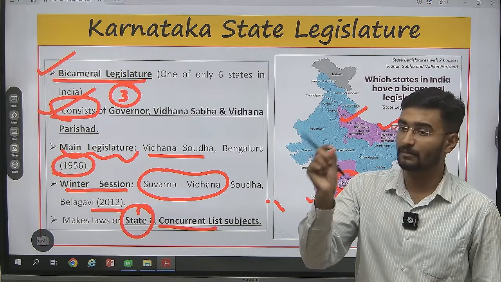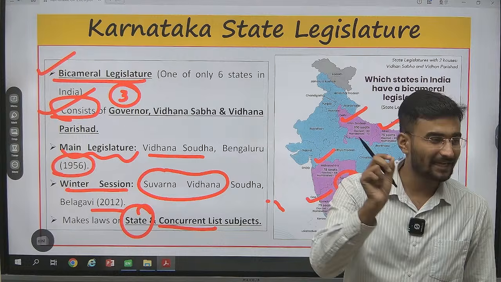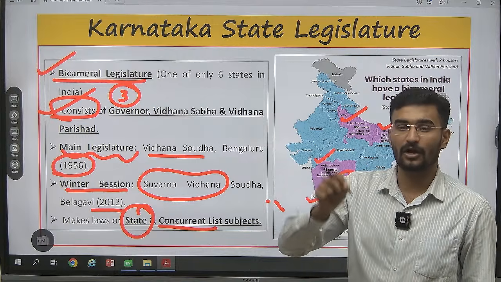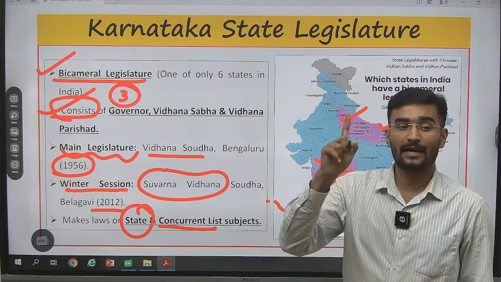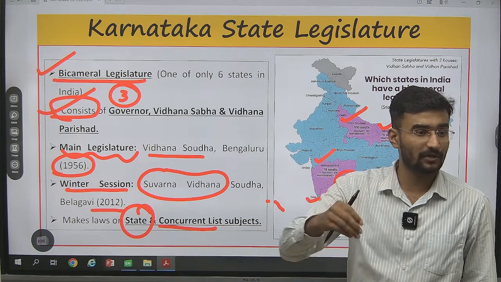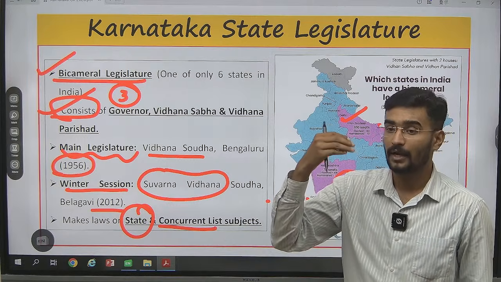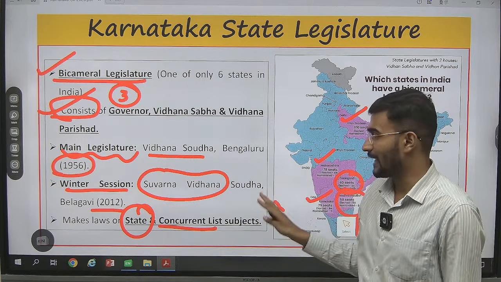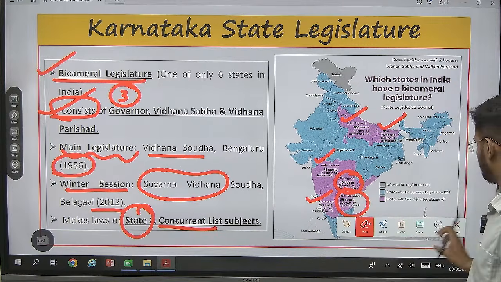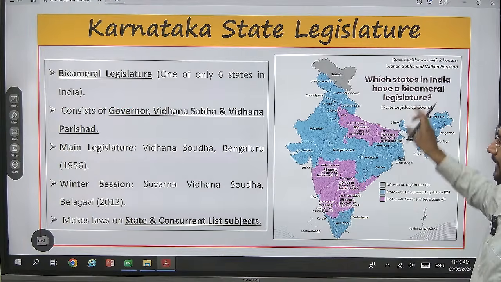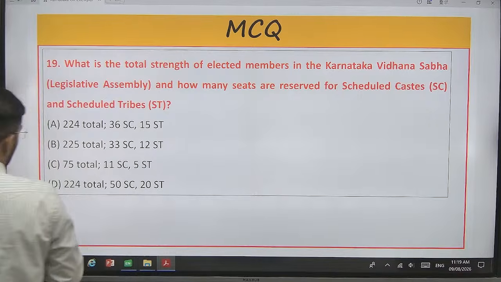In the concurrent list, laws can be made, but you cannot go into conflict with whom? The Center. When you go for a conflict with the Center, who will prevail? The Center will prevail, but only in one situation: even the state laws can prevail when you have the consent of whom? The consent of the President of India. This you should be aware of as a general aspect. But now we'll discuss one by one the most important ones. Before that, there is a question.